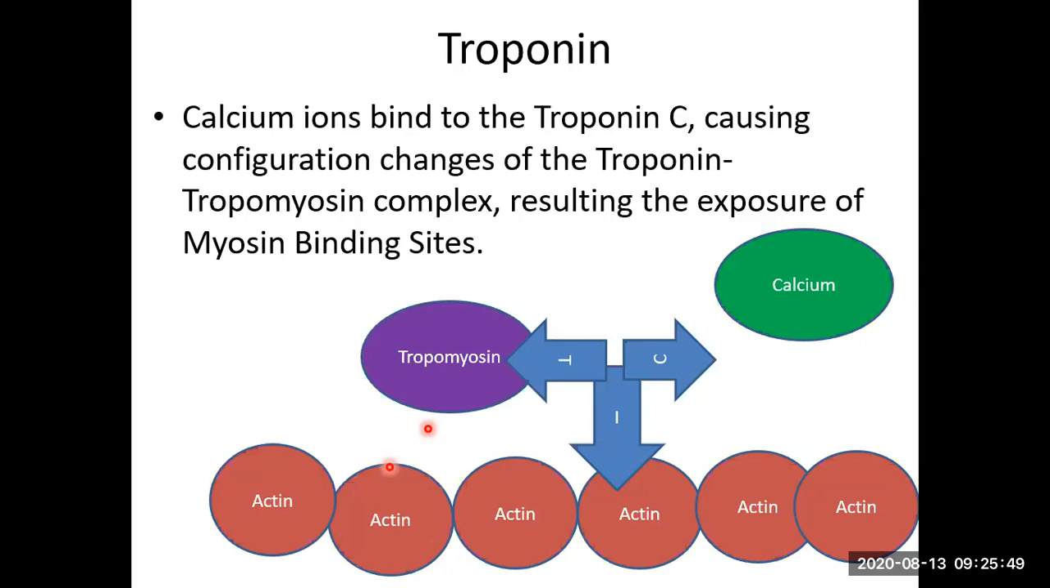This is the region where you will see a quiz question. Troponin I, C, T, which one has high affinity to actin? Troponin I. Which one has high affinity to tropomyosin? Troponin T. Which one has high affinity to calcium? Troponin C.